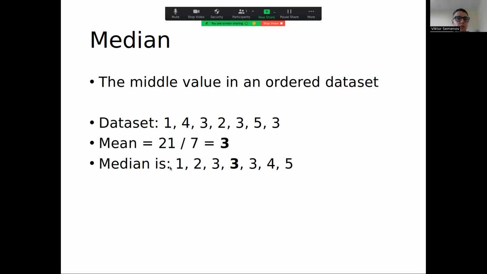So how do we calculate median? Median is calculated, first of all, after the ordering of the row of numbers, from the smallest to the largest. So we order it from 1 to 5. If we see repeated values, we just put them one after another. And then we select the one which is in the middle. So for 7 numbers, the one in the middle will be the 4th number. So we select the 4th number. It is in the middle. So median is 3 as well.